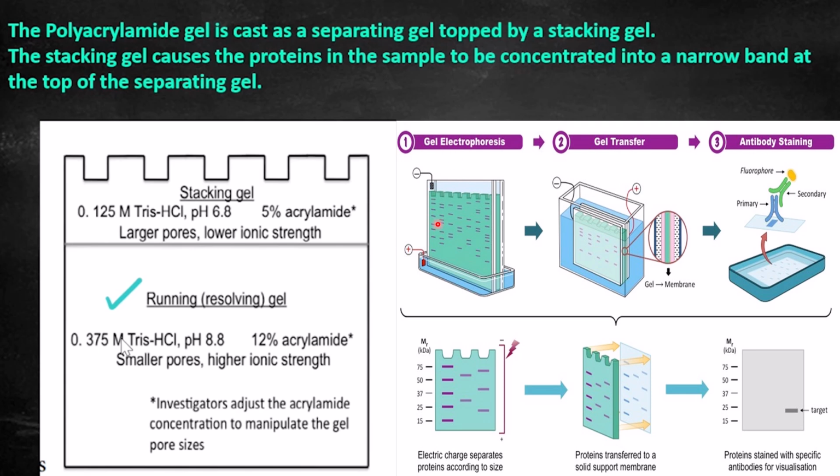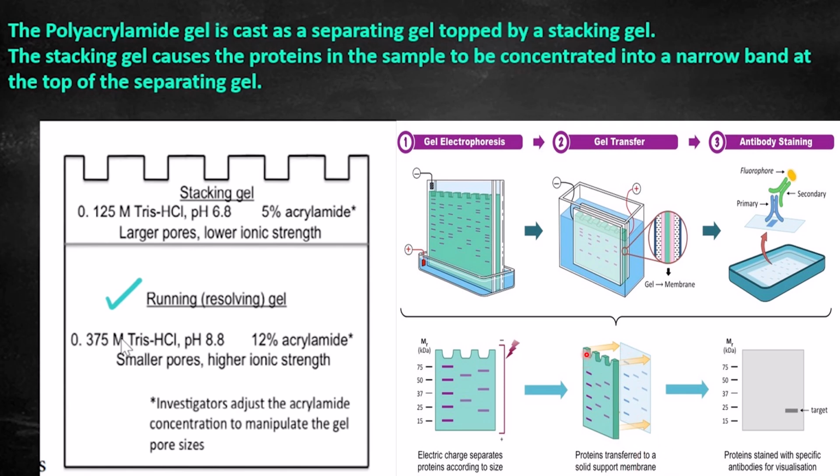See here, electricity you can see 75-50. So lower molecular weight proteins will reside here. They will move faster. Kilodalton proteins can be identified. Proteins are transferred to a solid membrane.